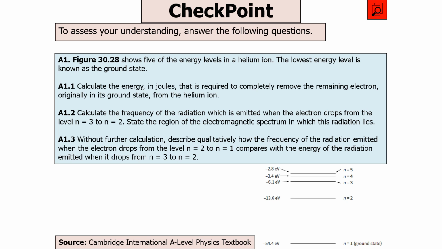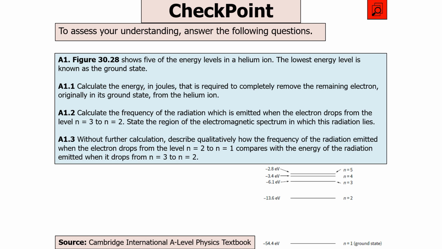The lowest energy level is known as the ground state. Firstly, calculate the energy in joules that's required to completely remove the remaining electron originally in its ground state from the helium ion. Then calculate the frequency of the radiation which is emitted when the electron drops from n equals 3 to n equals 2.